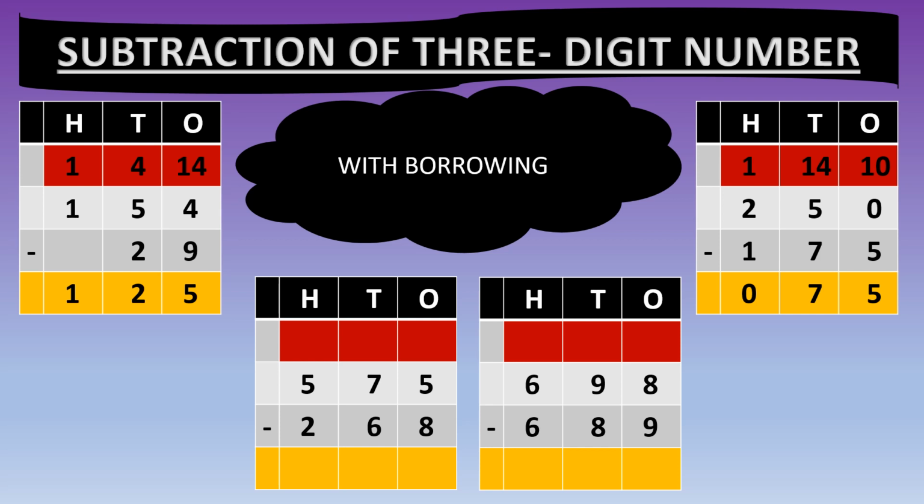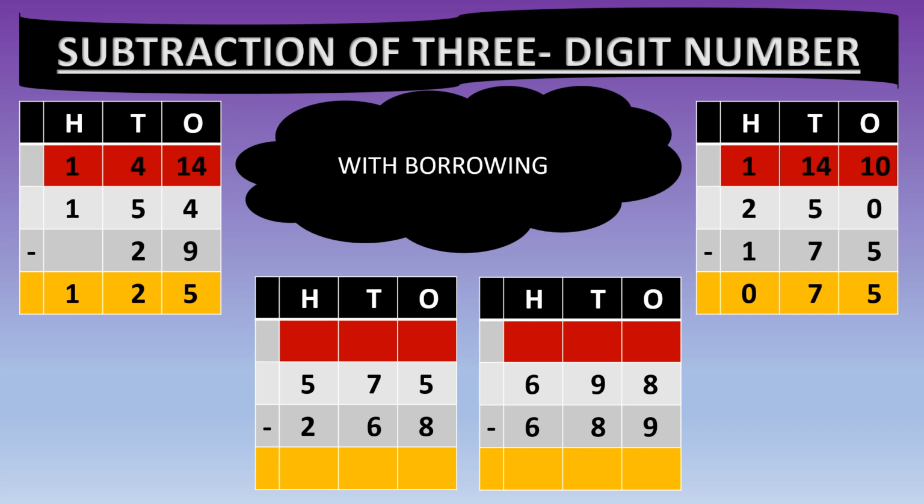Now we will start subtraction. 14 minus 9 is 5. 4 minus 2 is 2. And 1 is the number itself. Let's see the next example.